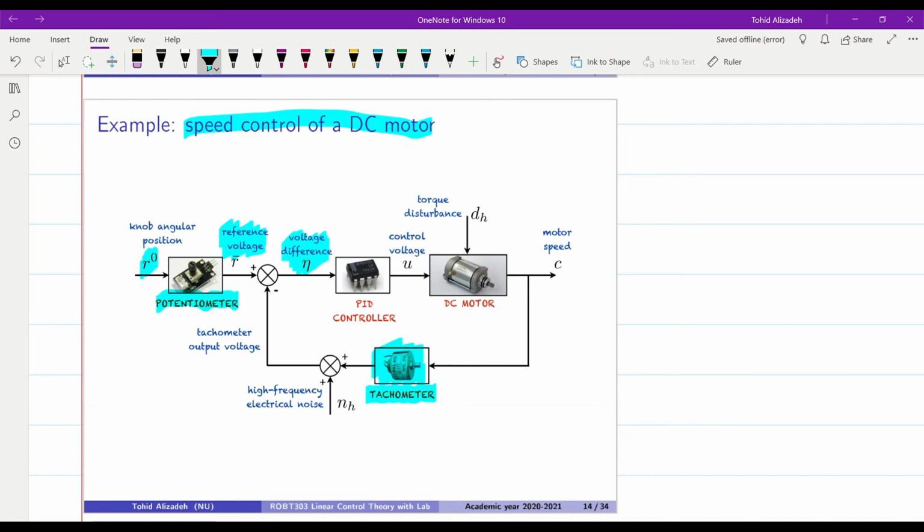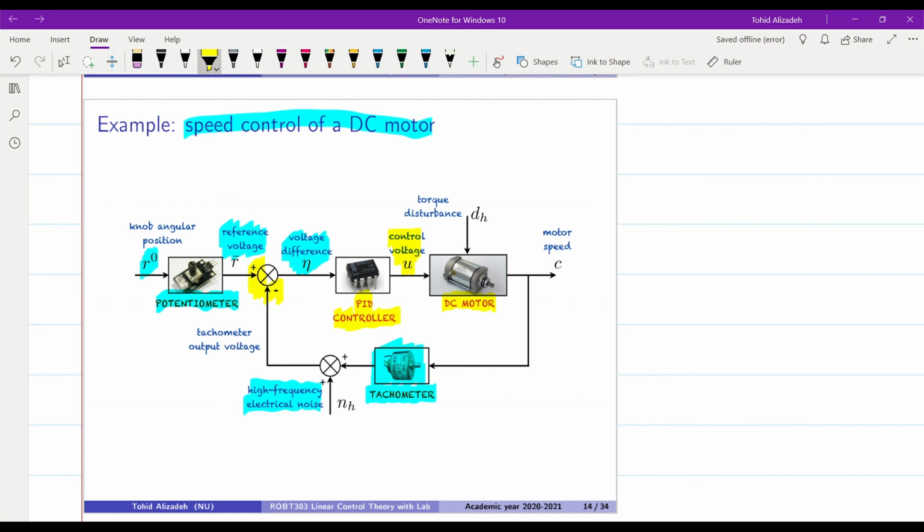We also have some high frequency electrical noise, which is being added to the output of the tachometer. So what we compare here is our reference or desired speed with the actual speed of the motor plus some noise, which comes from the high frequency electrical noise. Then this error signal is generated, the difference between these two, and it is applied as the input of some controller. In this case, we have a PID controller. It will give us some control voltage, which will be applied to the DC motor itself.